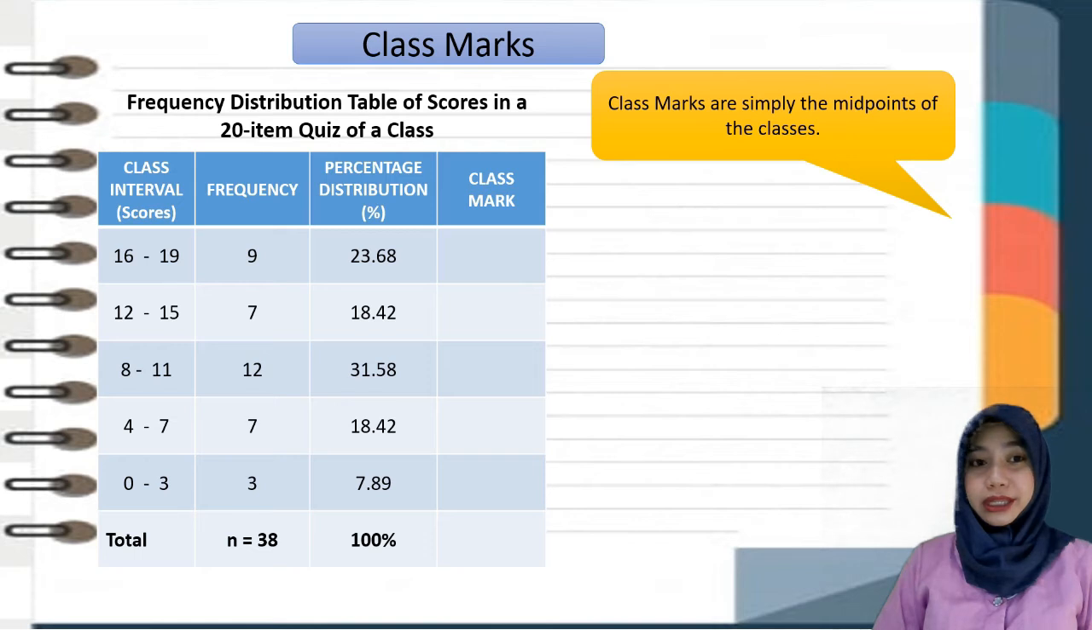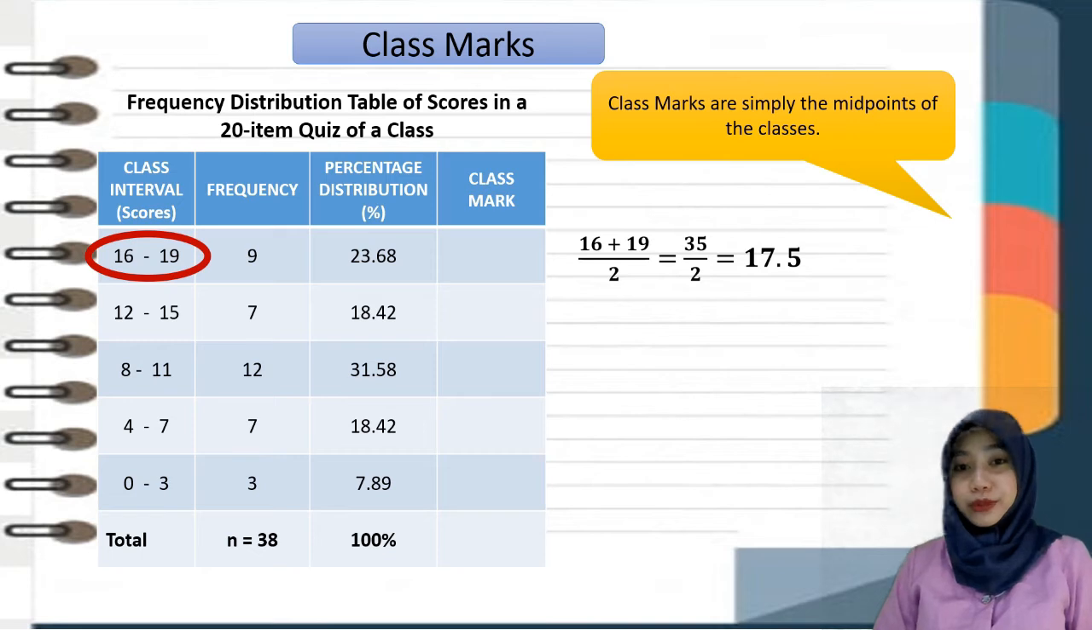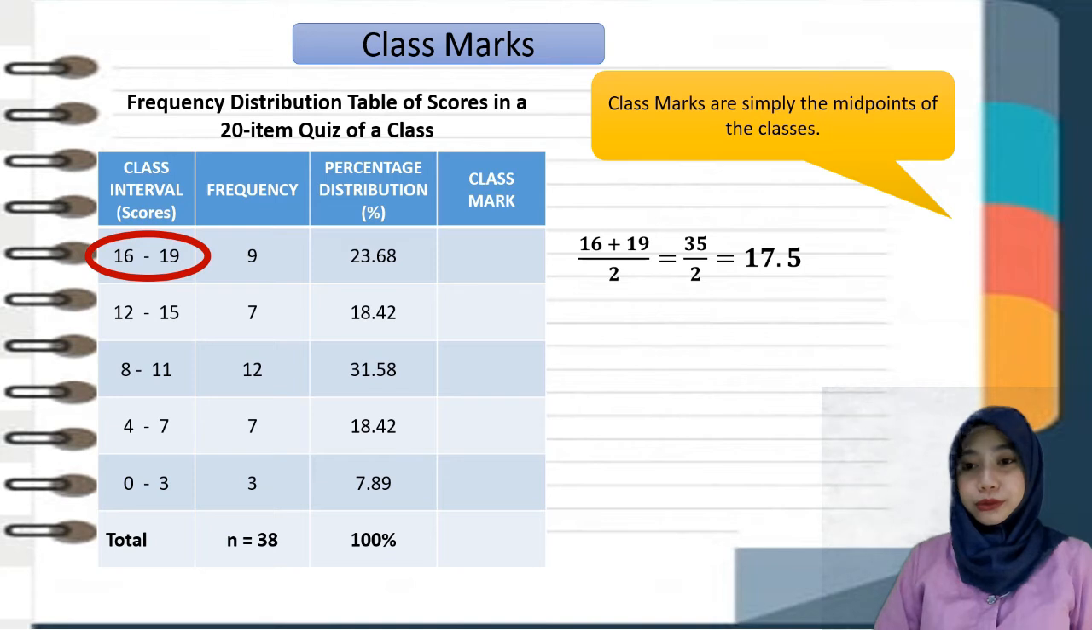We will start with the class interval 16 to 19. For us to be able to solve for the class mark for the first class interval of 16 to 19, we will add 16 and 19 and divide it by 2. So we have 16 plus 19 is equal to 35. And then divide it by 2. So our class mark for the score of 16 to 19 is equal to 17.5.